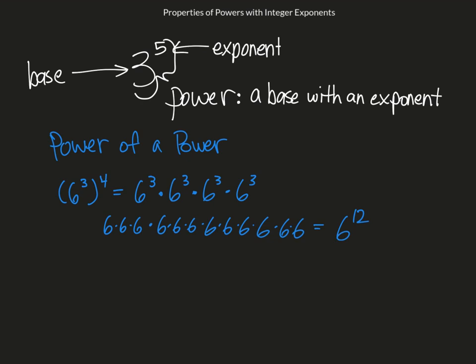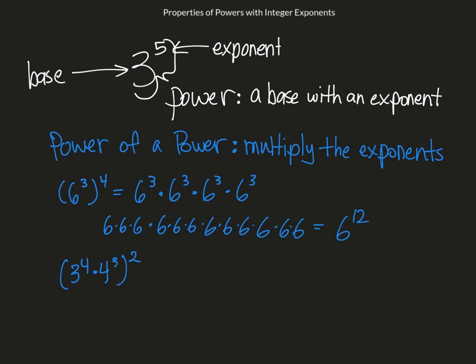Well, we are going to multiply the exponents. So if we had something like 3 to the 4th times 4 to the 3rd, squared, well, it applies to each one of them. 3 to the 4 times 2 times 4 to the 3 times 2. So this would be 3 to the 8th times 4 to the 6th.